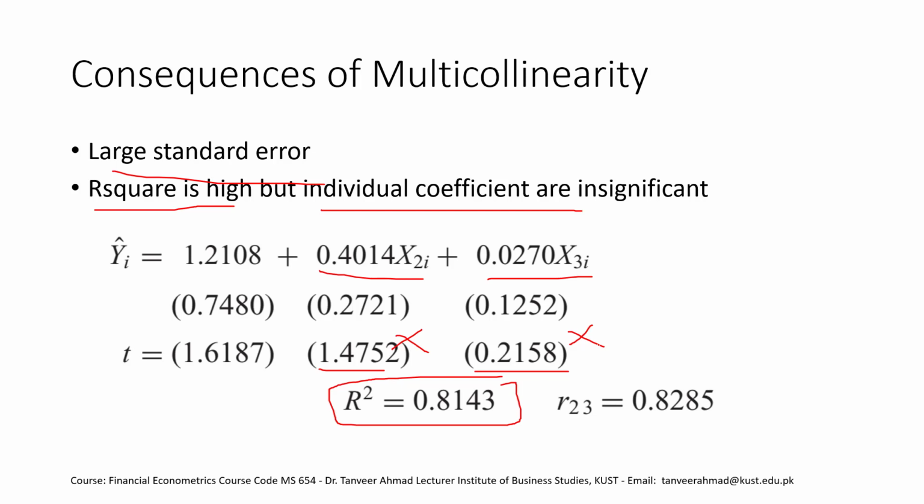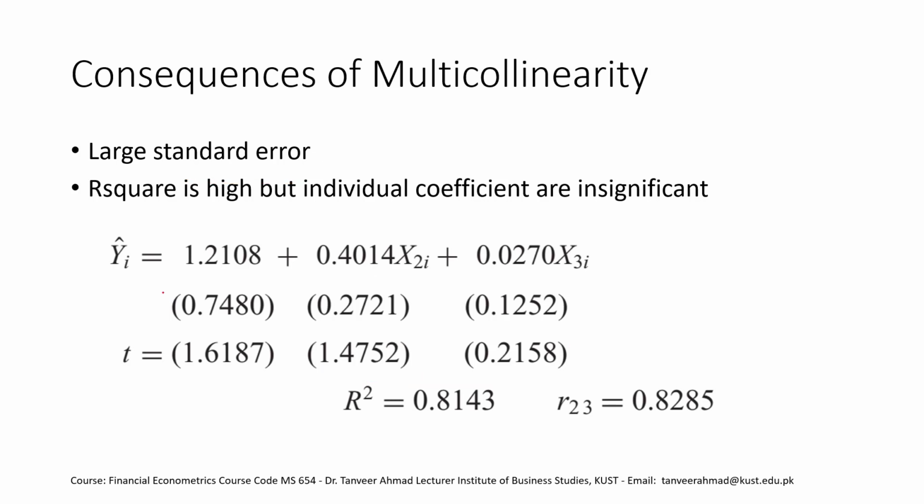So the classical two signs of multicollinearity are the larger standard errors, and you would see that the R square would be high or the F statistic would be significant, but the individual coefficient would be insignificant.